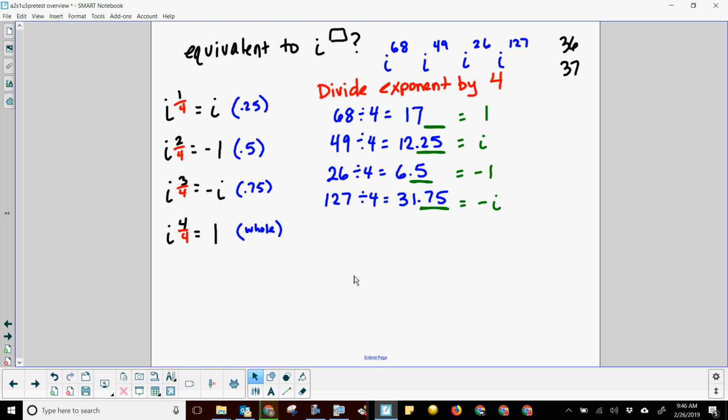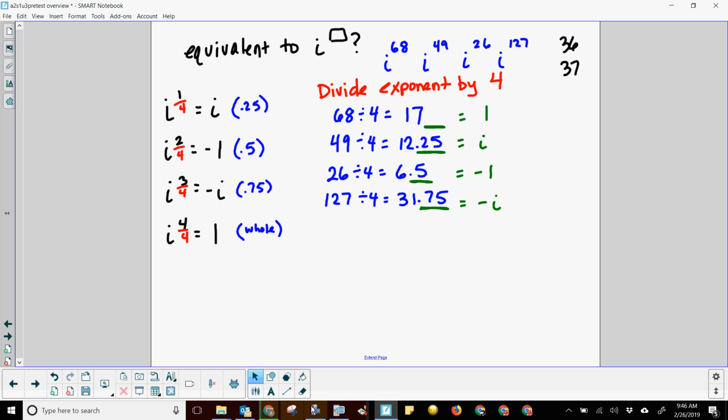So what we can do is we'll take that crazy exponent, whatever it is, and divide by 4. So 68 divided by 4, 49 divided by 4, whatever. And it'll give us, in our calculator, 17, 12.25, 6.5, 31.75, or whatever it is. Then all you have to do is match up these decimals with these decimals here in blue, because if we divide our exponents by 4, 1/4 is 0.25, 2/4 is 0.5, 3/4 is 0.75, and 4 over 4 is a whole. So with no decimal, we know that it's 1. With 0.25, we know that it's i. 0.5 is negative 1. 0.75 is negative i.